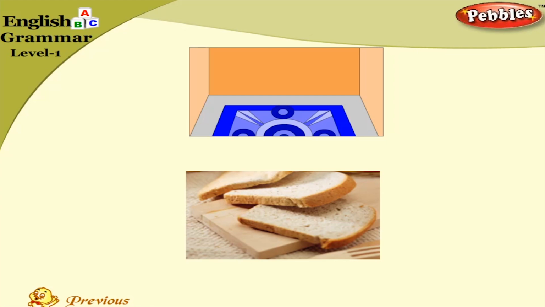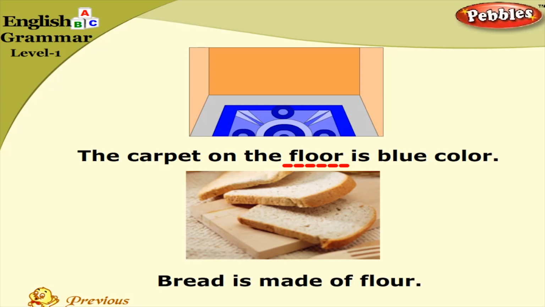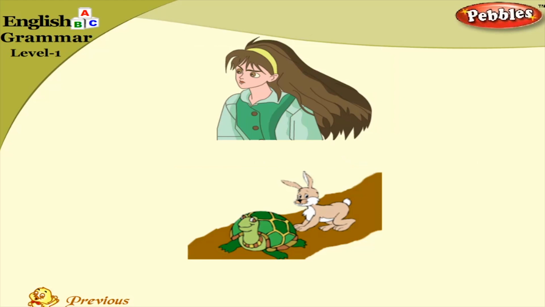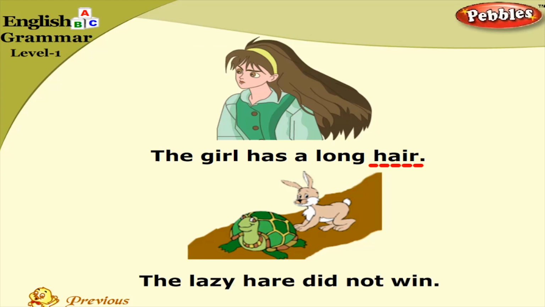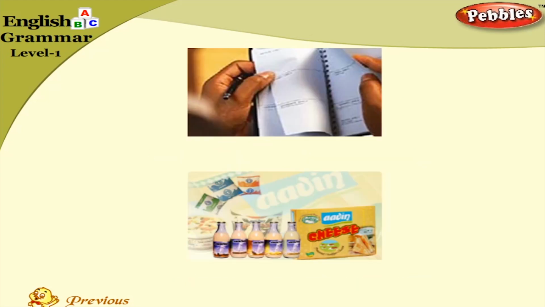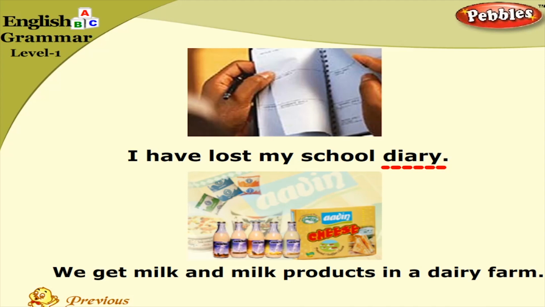Floor, flour. The carpet on the floor is blue color. Bread is made of flour. Hair, hare. The girl has long hair. The lazy hare did not win. Diary, dairy. I have lost my school diary. We get milk and milk products in a dairy farm.